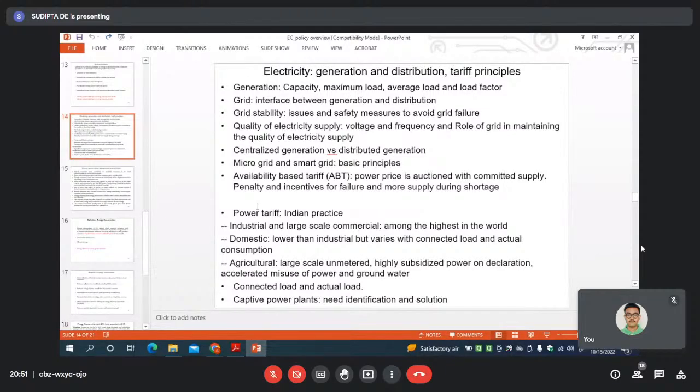Connected load is declared to the supply company like CESC or WBSEDCL. Connected load you have to declare, 1 kilowatt, 10 kilowatt. That's domestic consumption. You cannot declare up to a very high maximum limit, because then the supply transformer will have a problem. So obviously you can deny, rather declare within certain limits.